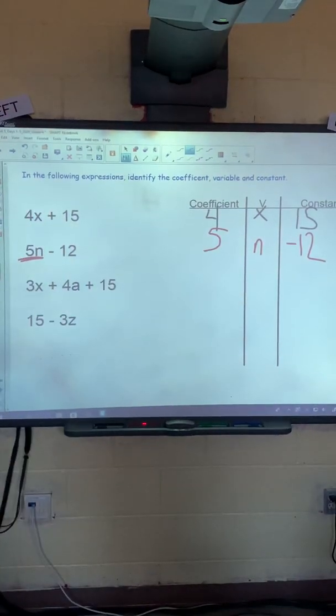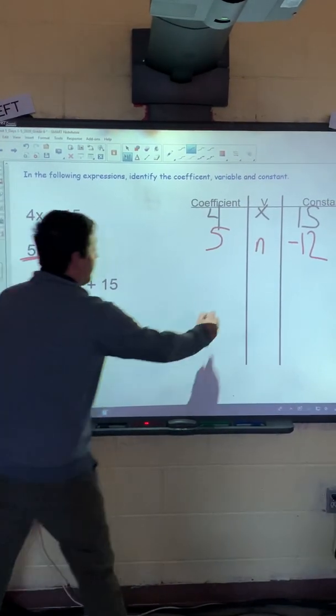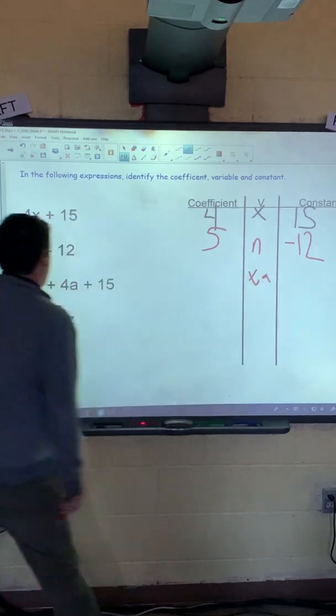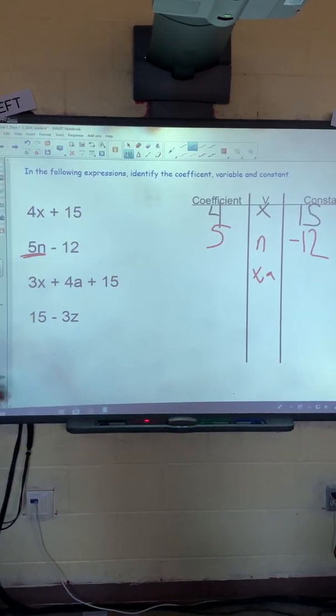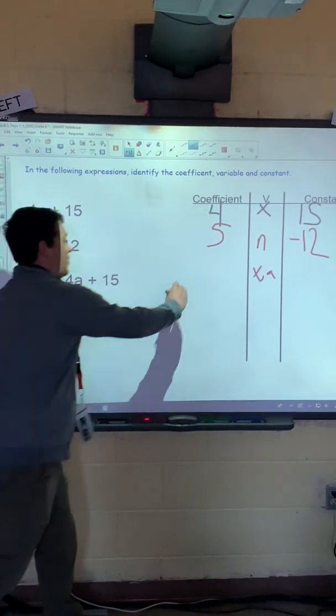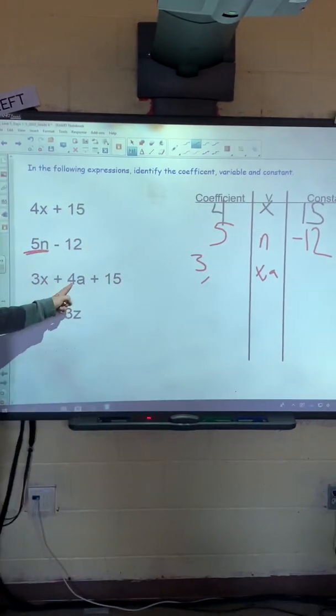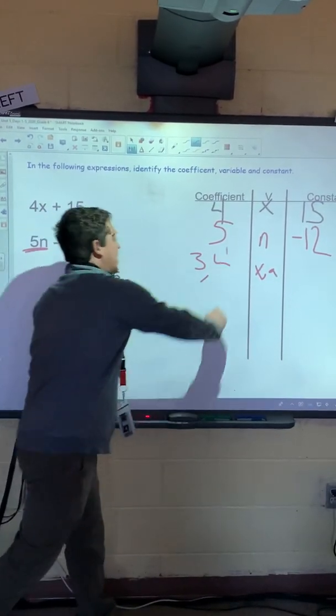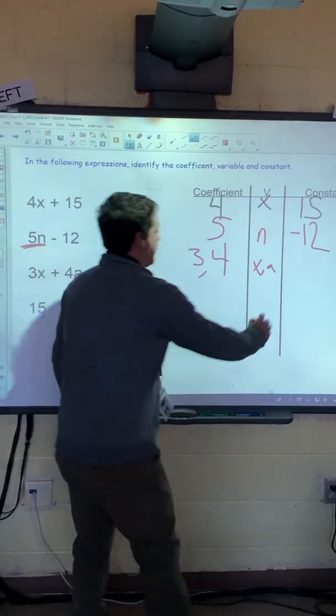In the third one, we have a couple different variables. We have x and we have a. We also have a couple coefficients. 3x, so 3 is a coefficient attached to x. 4a, 4 is a coefficient attached to a. Positive 15 is the constant.